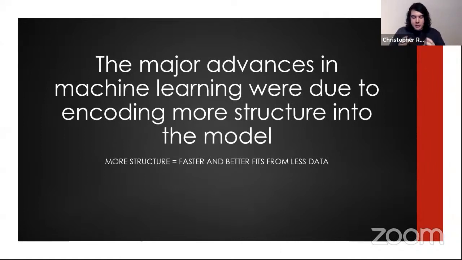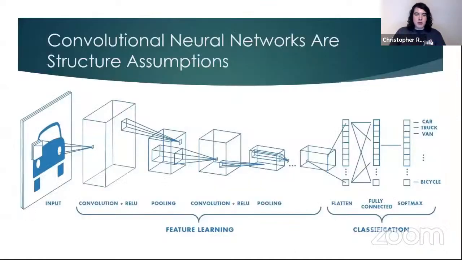So what made machine learning take off is adding more and more of this prior information that we have about our problem, and this allowed it to fit better with less data. What are some examples of this? Well, one of the key examples is the convolutional neural network.